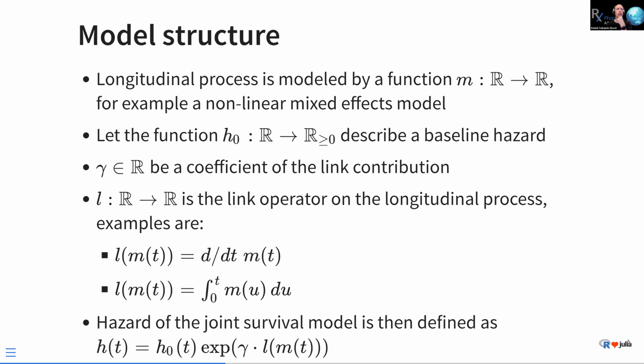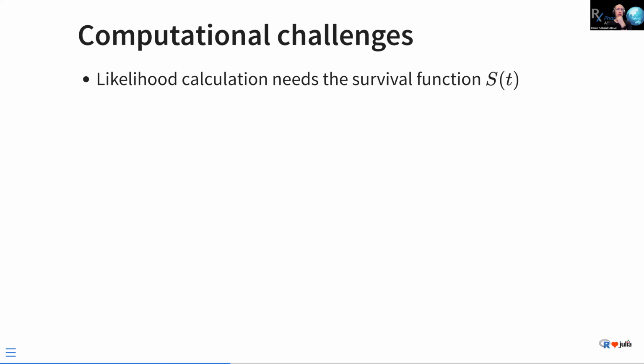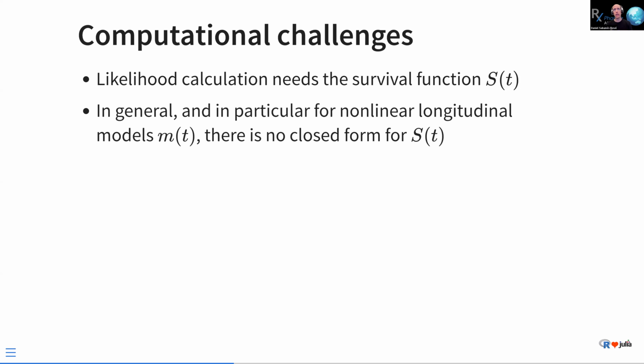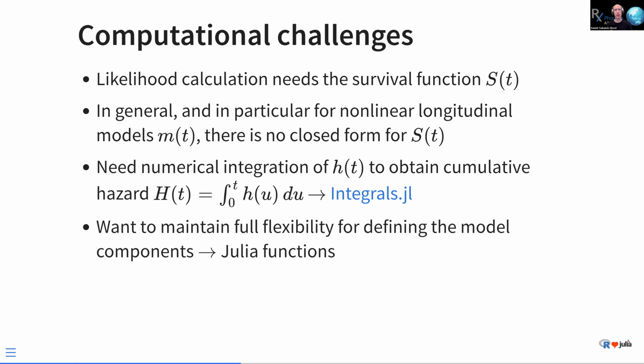And you see the challenge already here. This hazard can potentially be quite complicated, so that's why we have some computational challenges. For the likelihood calculation, of course, we need a survival function, and in general there's no closed form for the survival function. So we need to numerically integrate the hazard function to obtain, first of all, the cumulative hazard. And we can do that very nicely with the Integrals.jl package, a Julia package.